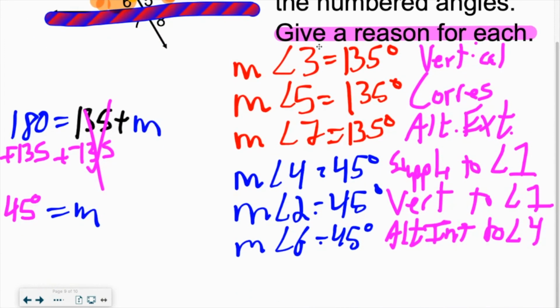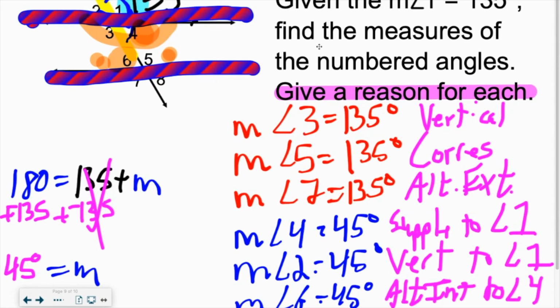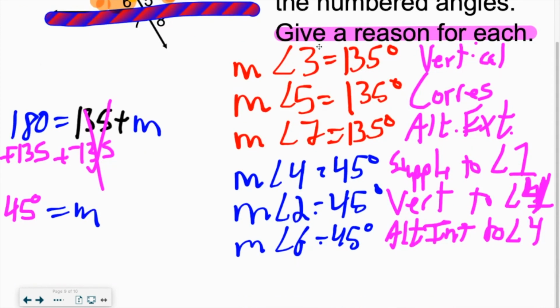Up above there, sorry, that should have said vertical angle to angle 4 here, not to angle 1. I apologize for that. Thank you for those who caught that. I caught a mistake earlier and didn't get that in the video, and here's one that did make it, but that's all right. Leaves us with one last one.